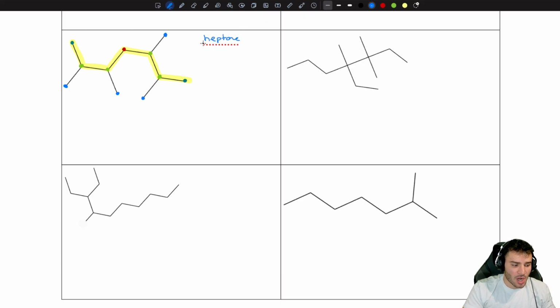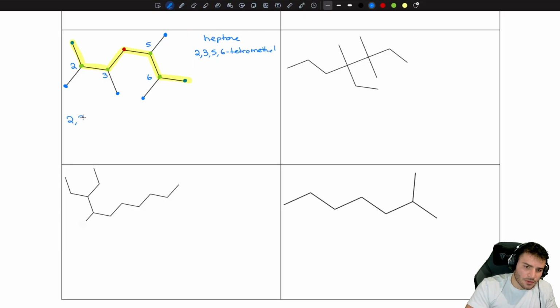Okay, now practice numbering on your own, but realize that our numbering should be 2, 3, then 5, and then 6. And so 2, 3, 5, 6, tetramethyl, meaning that our full name should be 2, 3, 5, 6, tetramethylheptane.